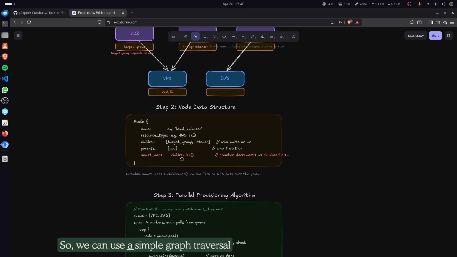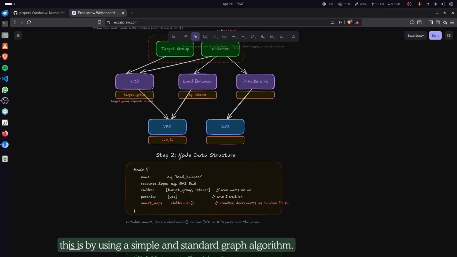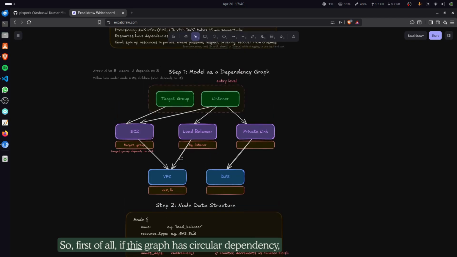So we can use a simple graph traversal algorithm like BFS or DFS to track the children length initially. And then how I looked to solve this is by using a simple and standard graph algorithm, that is Kahn's algorithm. First of all, if this graph has a circular dependency, Kahn's algorithm will directly tell us that the number of processed nodes conflicts with the number of nodes that we have, so certainly there is a cycle and the structure is incorrect, so error.